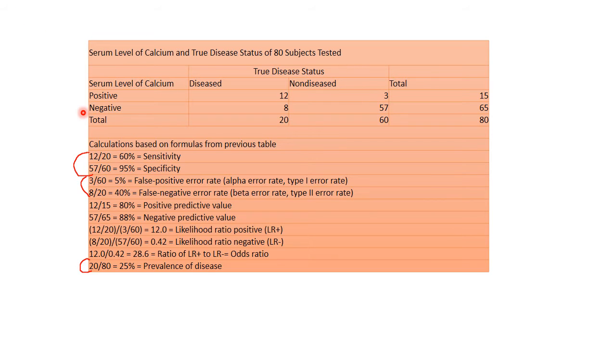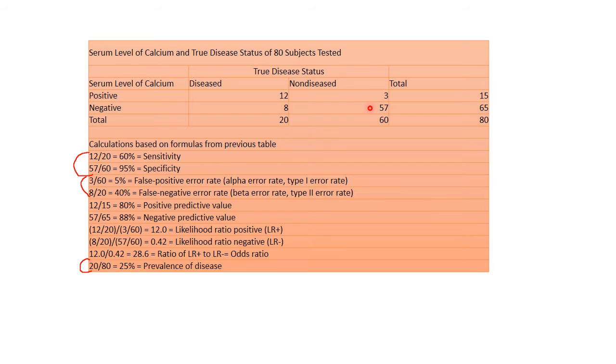And then as far as negative lab results, so a calcium less than 11 milligrams per deciliter, you'd see that we had 8 individuals who are false negatives. So these are individuals who had the disease but came up as a negative value. And then we have 57 people who are true negatives, people who had no disease and the test came back less than 11, essentially. Okay.